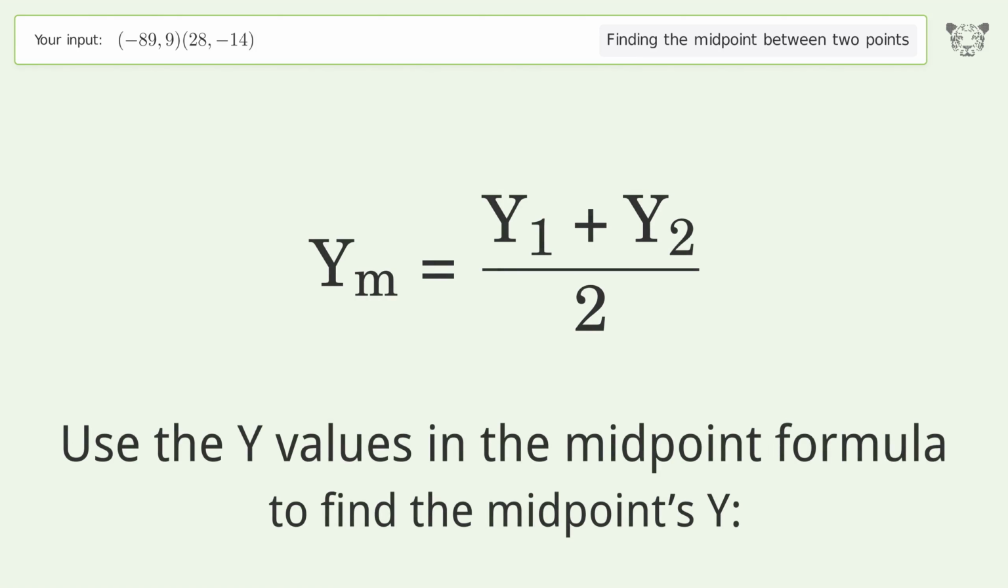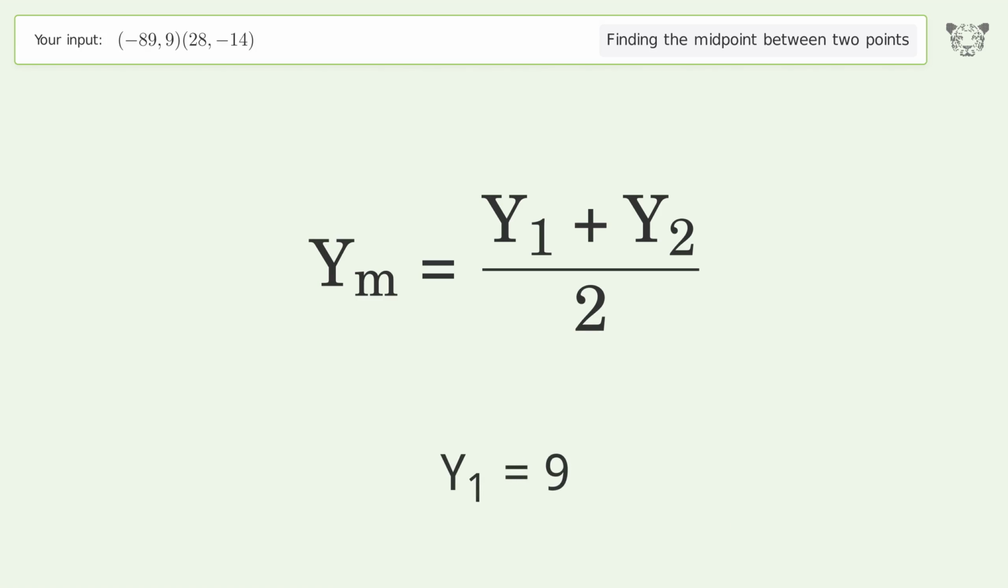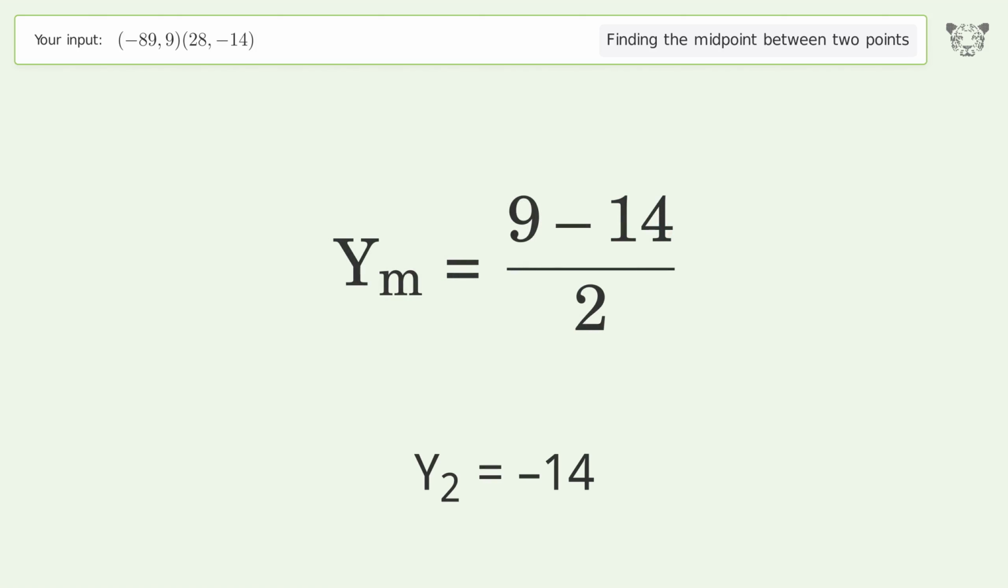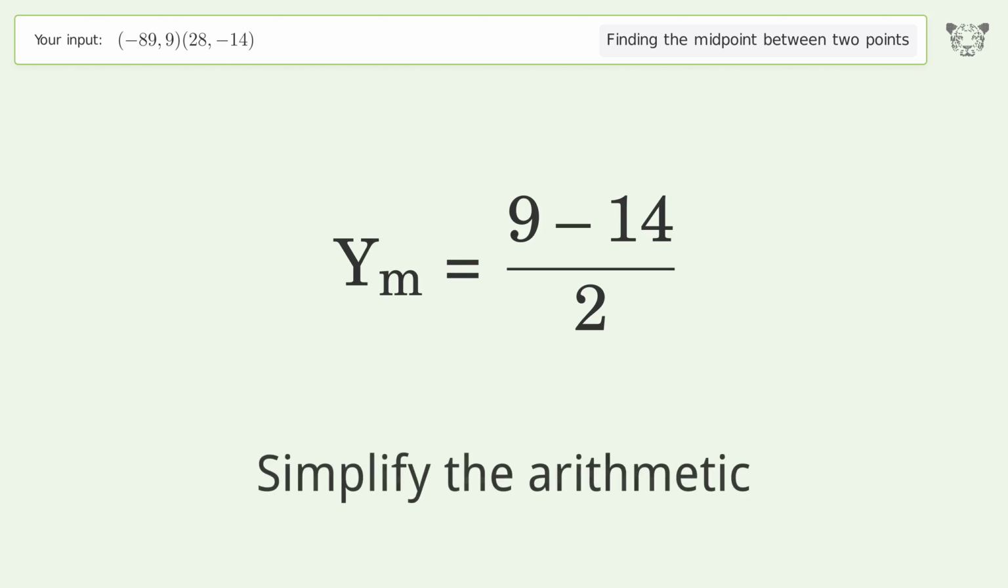Use the y values in the midpoint formula to find the midpoint's y. y1 equals 9. y2 equals -14. Simplify the arithmetic.